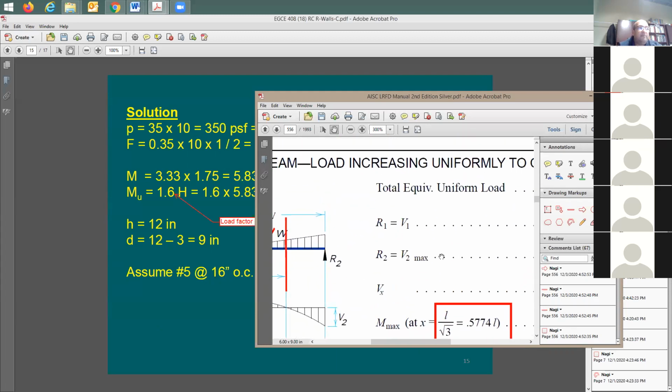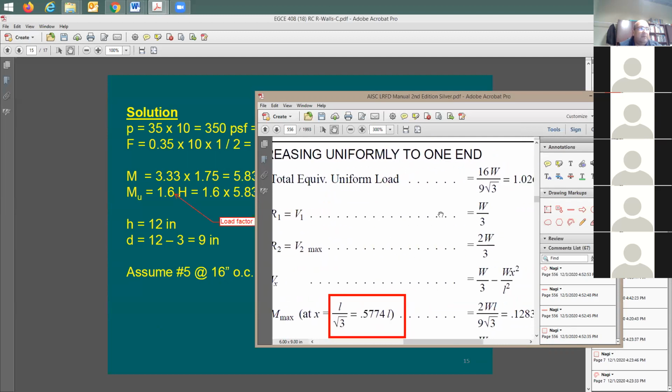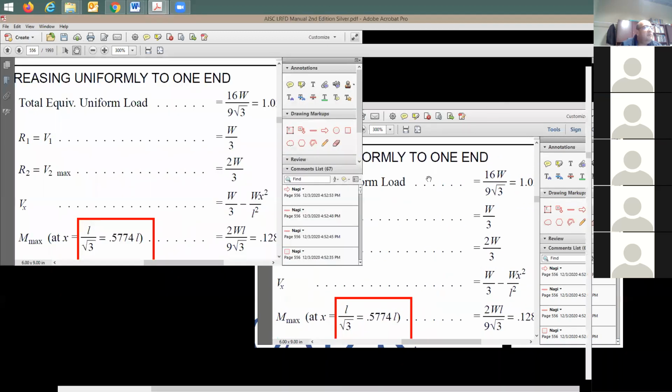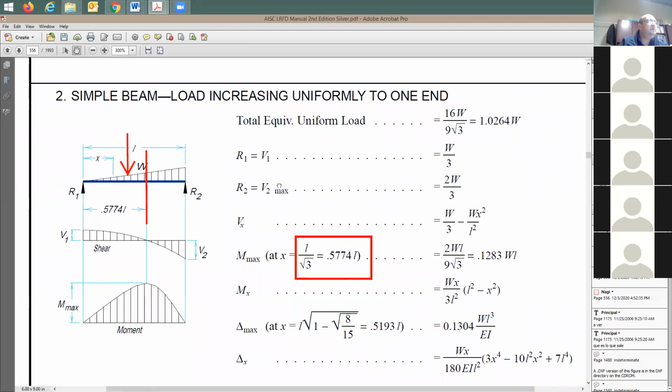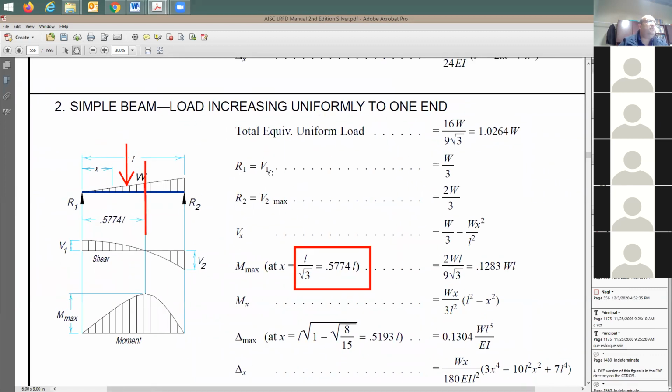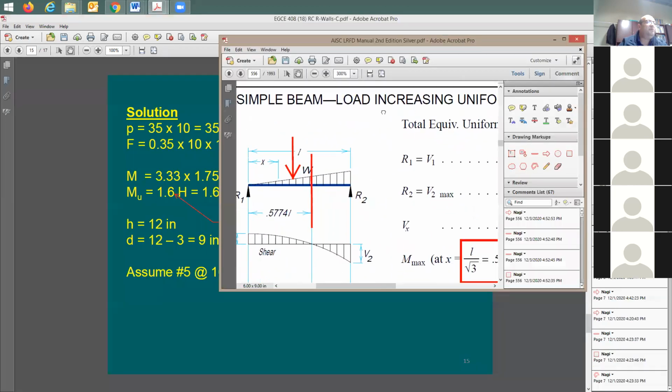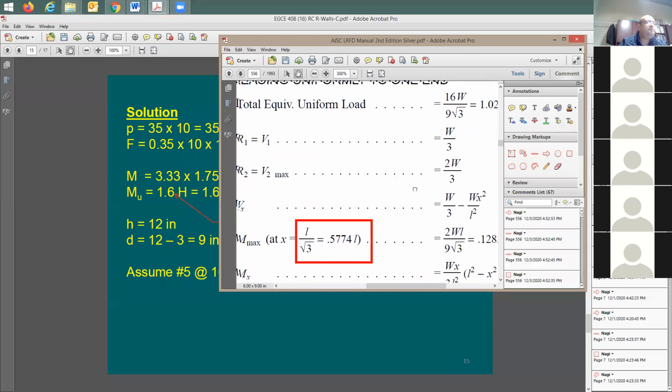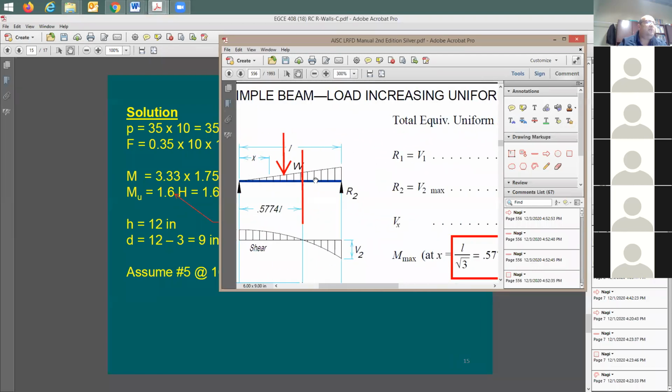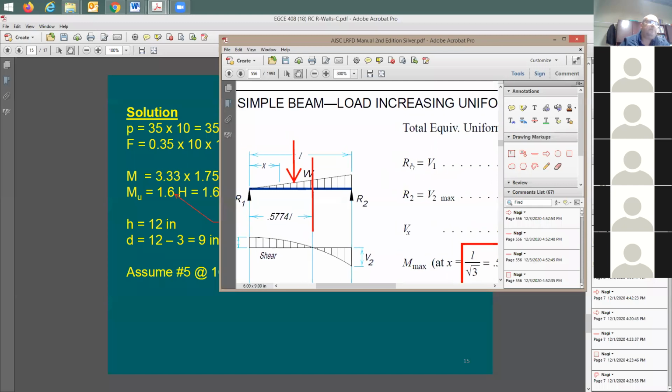And now you can confirm the meaning of this W. Look at the definition here. It says R1 equals V1, which is W over 3, which means 1/3 of the reaction is going to be going left, 2/3 is going to be coming right, which means W is the total load. W is not the uniform load, right? Yes. Okay, very good.